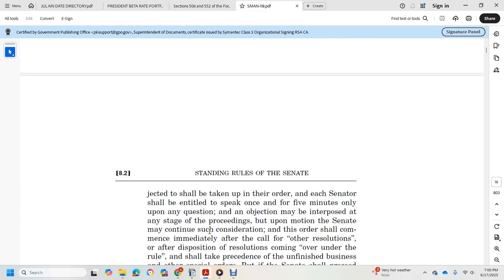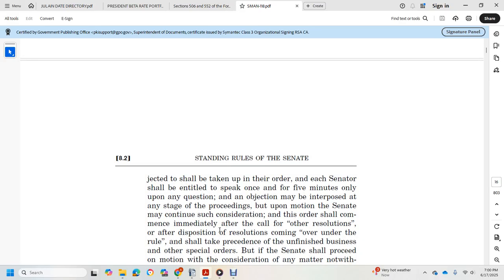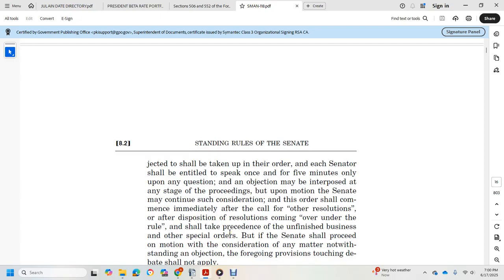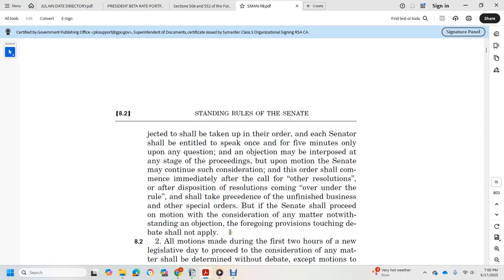Senators shall be entitled to speak once and for 5 minutes only upon any question, and objection may be interposed at any stage of the proceeding, but upon motion the Senate may continue such consideration. This order shall commence immediately after the call for other resolutions. After disposition of the resolutions that come over under the rule, it shall take precedence over unfinished business and other special orders. But if the Senate shall proceed on motion to the consideration of any matter notwithstanding an objection, the foregoing provision touching the debate shall not apply.